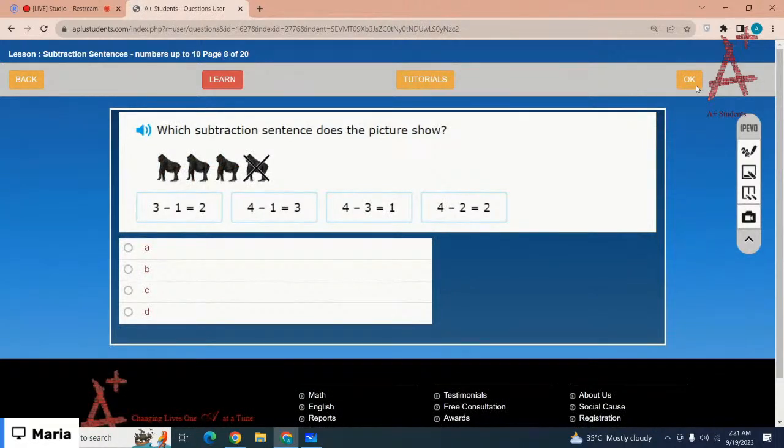Which subtraction sentence does the picture show? Which is the correct option? Yes, you have 4 chimpanzees, one of them is crossed, and you are left with, very good, 3. That means 4 take away 1 equals 3. So the correct option is the second one. B is the correct option, right? 4 take away 1 equals 3.